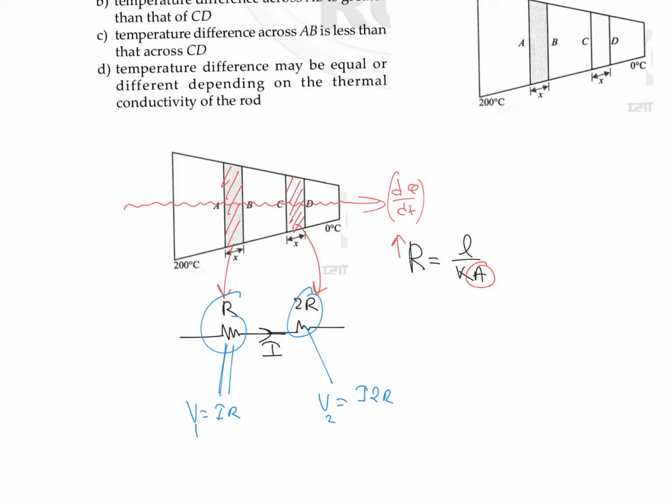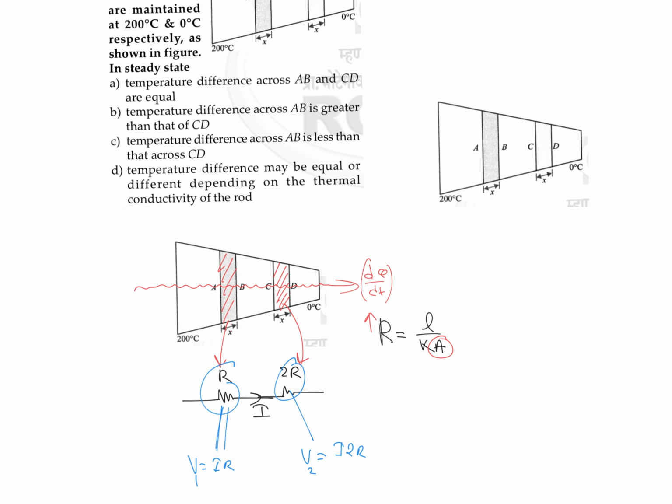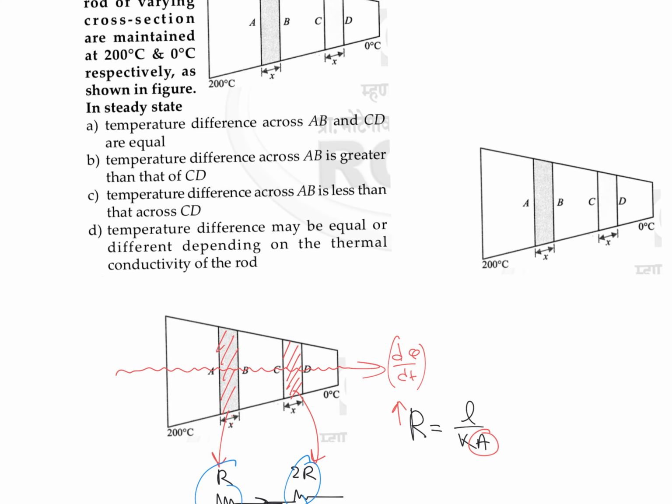Now we can observe each and every option. While comparing current electricity and heat transfer, potential difference is similar to difference in temperature. So where the difference in potential is more, there the difference in temperature is more. So we can say that across the element AB, the difference in potential or difference in temperature will be less as compared to the temperature difference across CD.